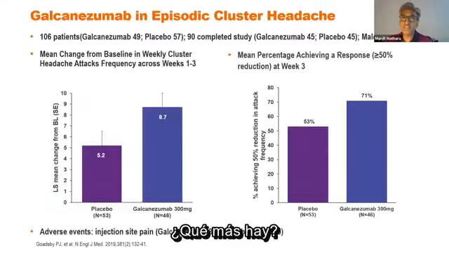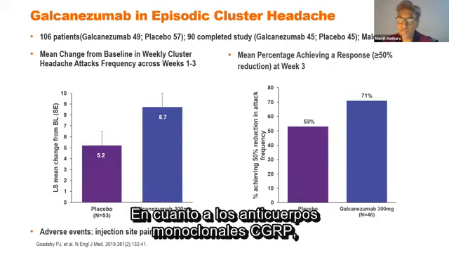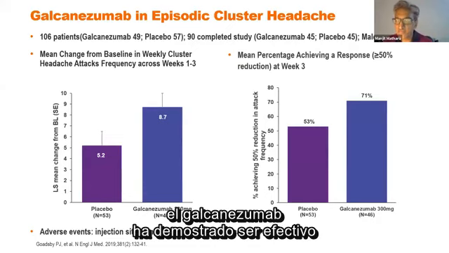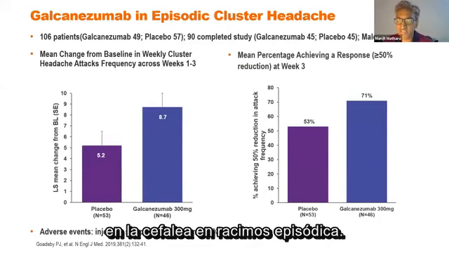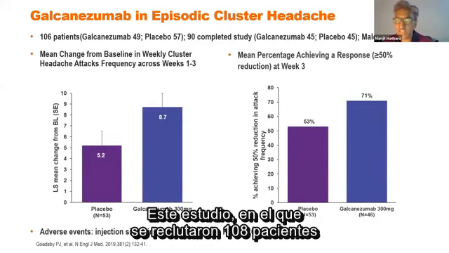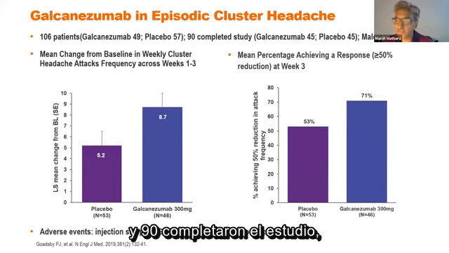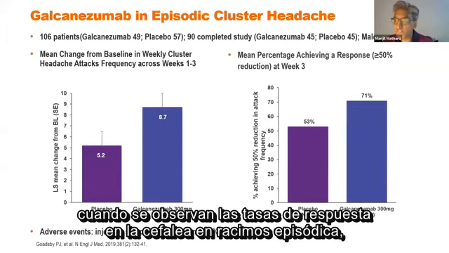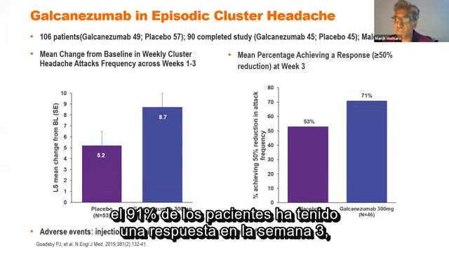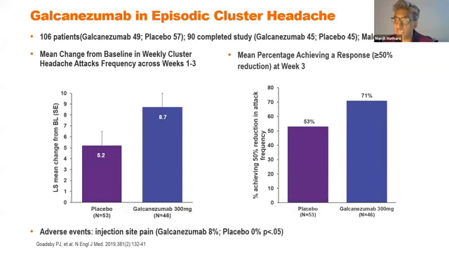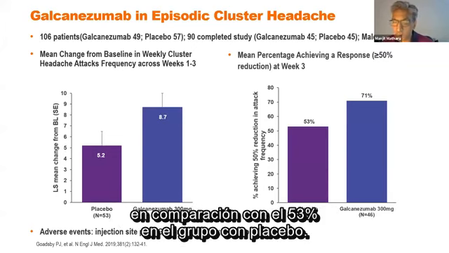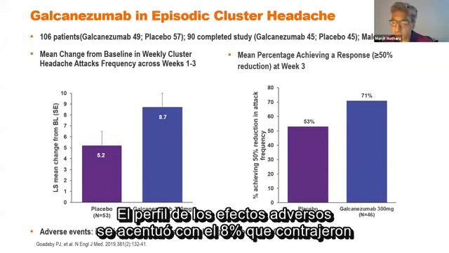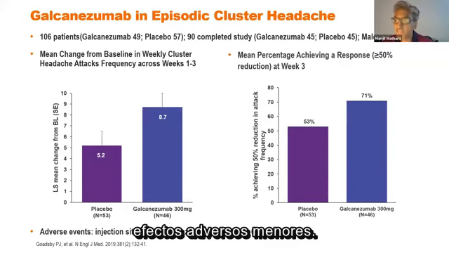So what else is coming along? For the CGRP monoclonal antibodies, galcanezumab has been shown to be effective in episodic cluster headaches. In this study, 108 patients were recruited and 90 completed the study. When you look at the response rates in episodic cluster headache, 91% of the patients had a response at week 3 compared to 53% in the placebo group. And the side effect profile was excellent, with 8% getting some fairly minor side effects.